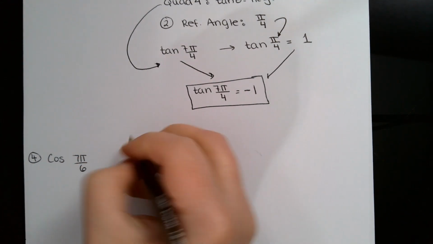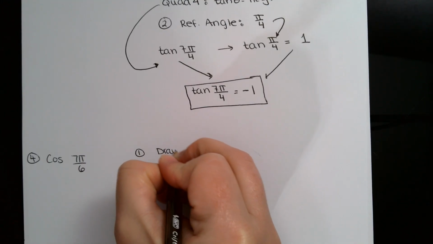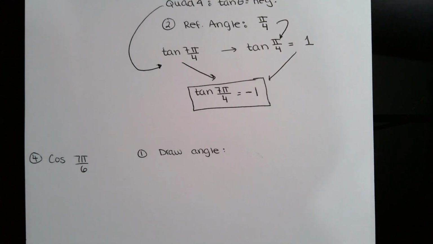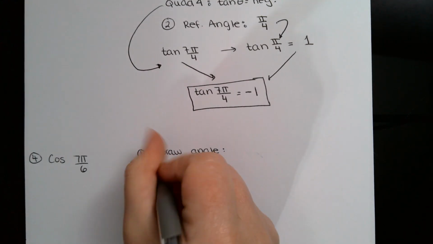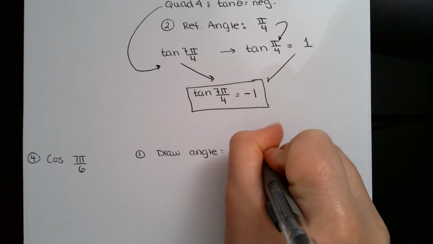Okay, step number 1, let's draw the angle in our brain. Please do not think you have to draw the angle. If you can visualize where 7 pi 6 is, you don't have to do that. Just tell me what quadrant it is in. If you do need to break this apart, that's fine. You can overshoot.